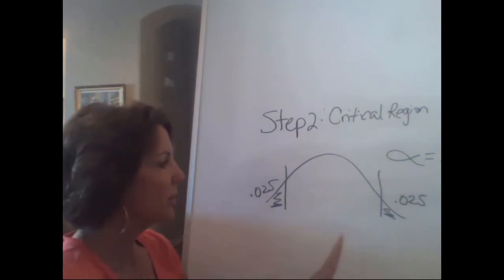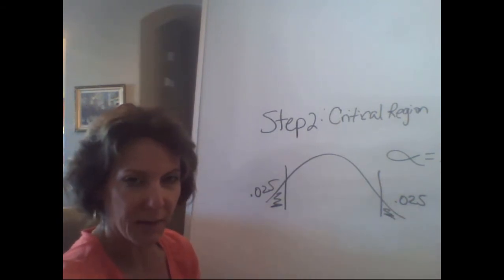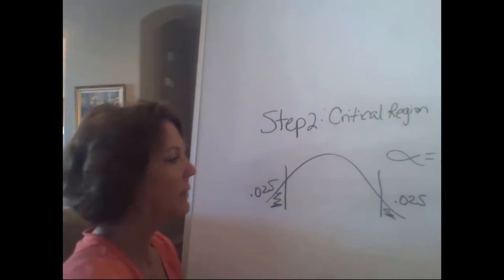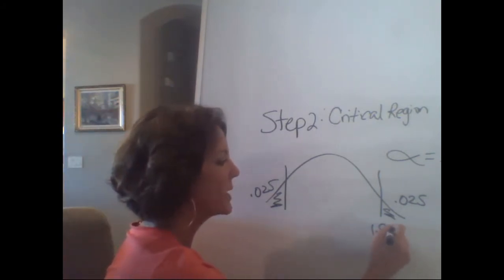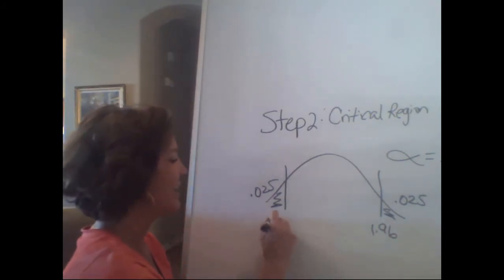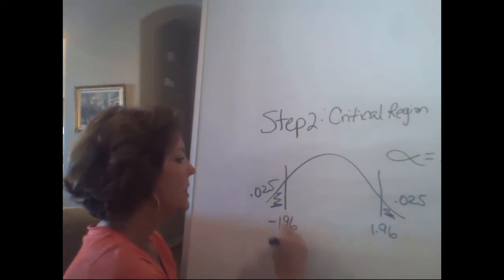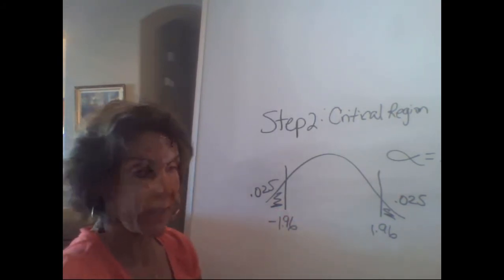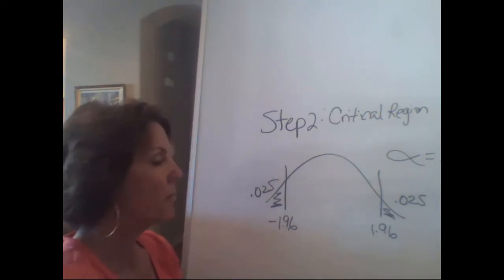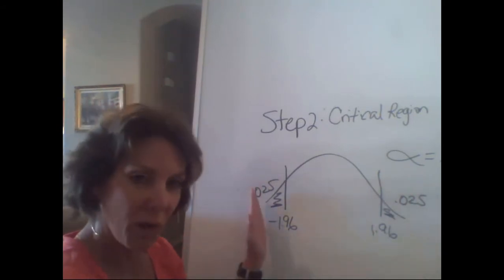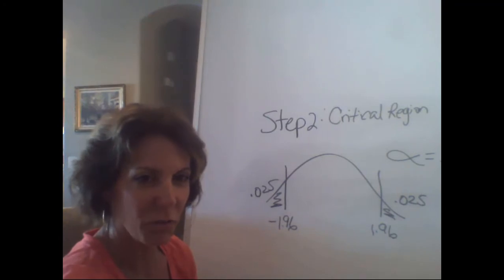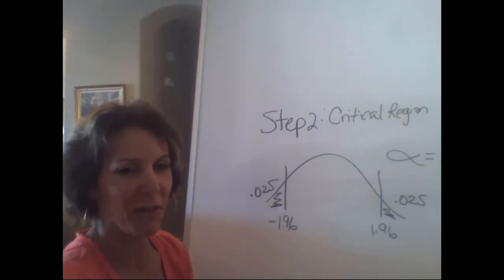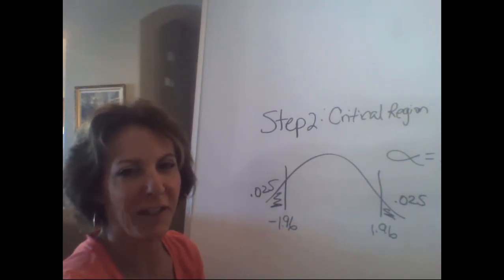Now, if I were to look up 0.025 in the tail on the unit normal table, it would give me a z-score of 1.96 here and negative 1.96 here. So now I know my critical region. I know that to find statistical significance, my sample mean has to fall in one of these two areas for me to be able to reject the null hypothesis. So let's do some calculations.